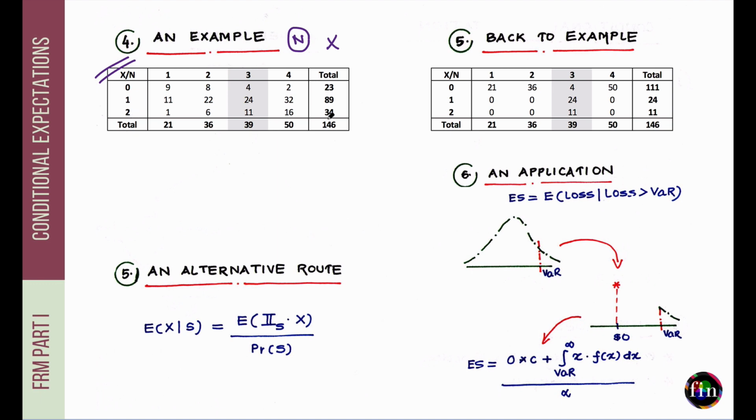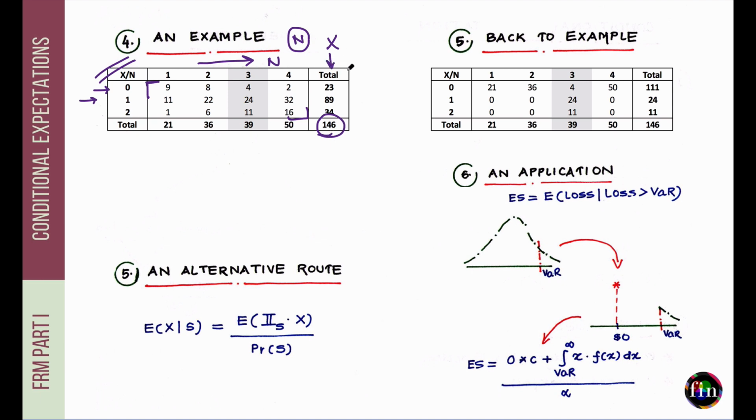If I tabulate this data and let's say it looks something like this, then I can sum this data in this matrix along two dimensions. If I sum it along this dimension, that means I am summing across various values of n, which is represented in this direction, keeping the value of x the same. For x equal to 0, I get 23. Similarly, for x equal to 1, I get 89. For x equal to 2, I get 34. The total number of families in the locality is 146.